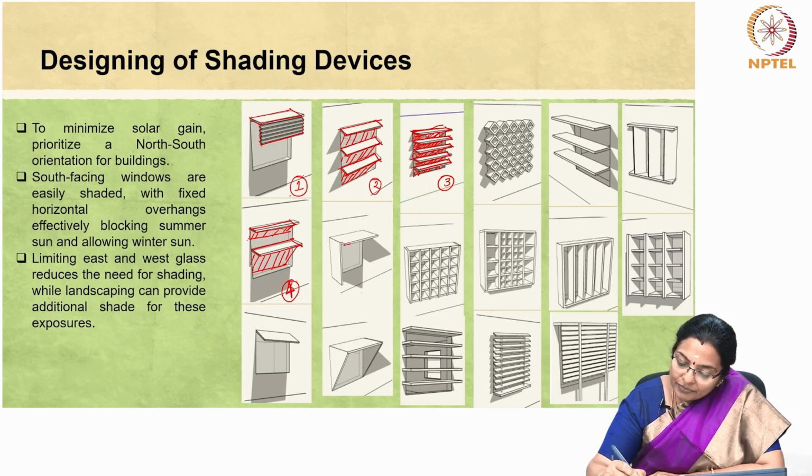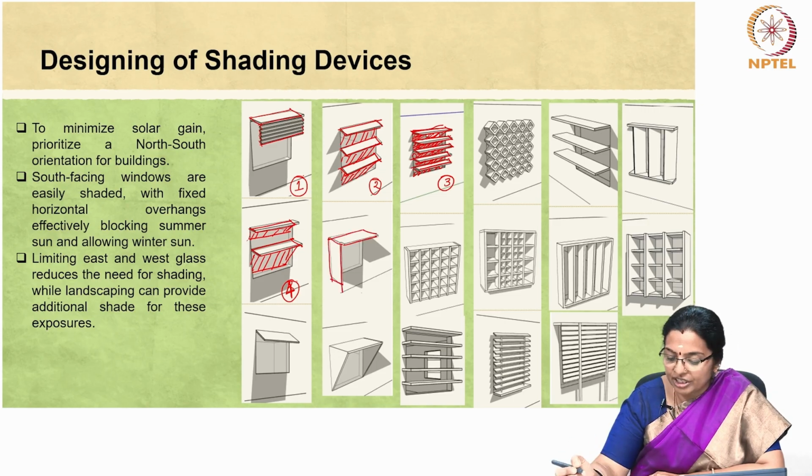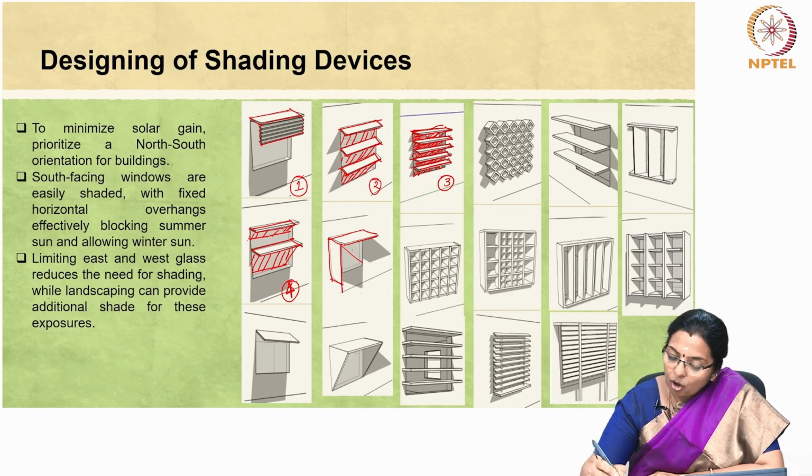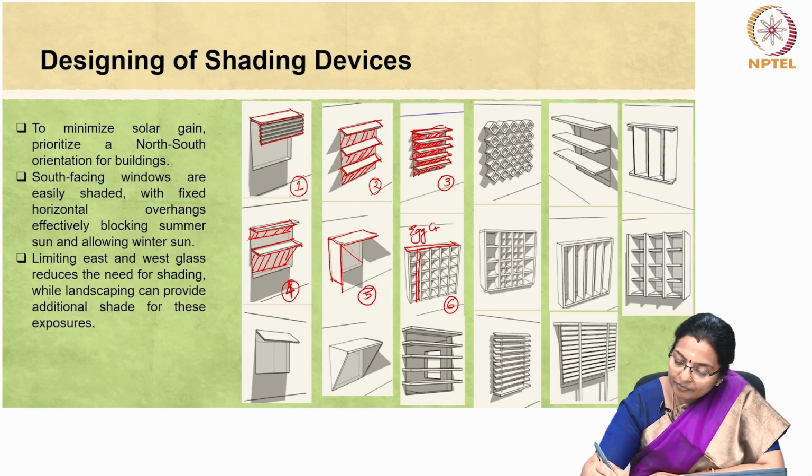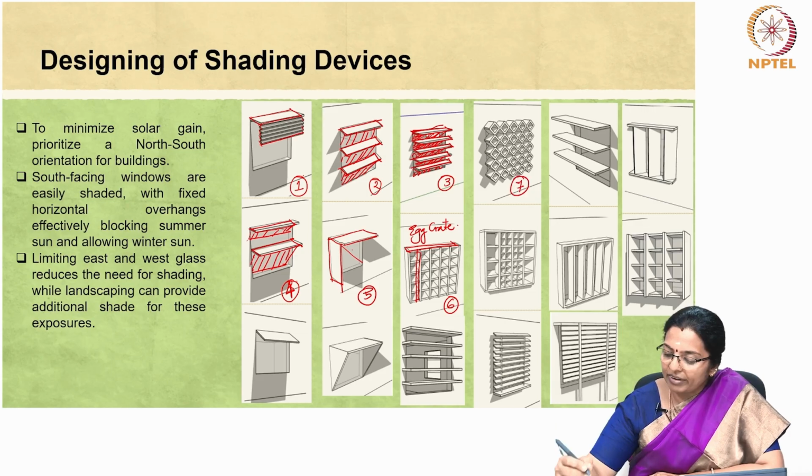We also have a combination of horizontal shading device as well as a vertical shading device. This can also be effectively designed to shade the entire glazing. A combination of horizontal as well as vertical shading device gives rise to egg crate shading device. So, egg crate shading device can be like number 6 or illustration 7. There can be various designs.